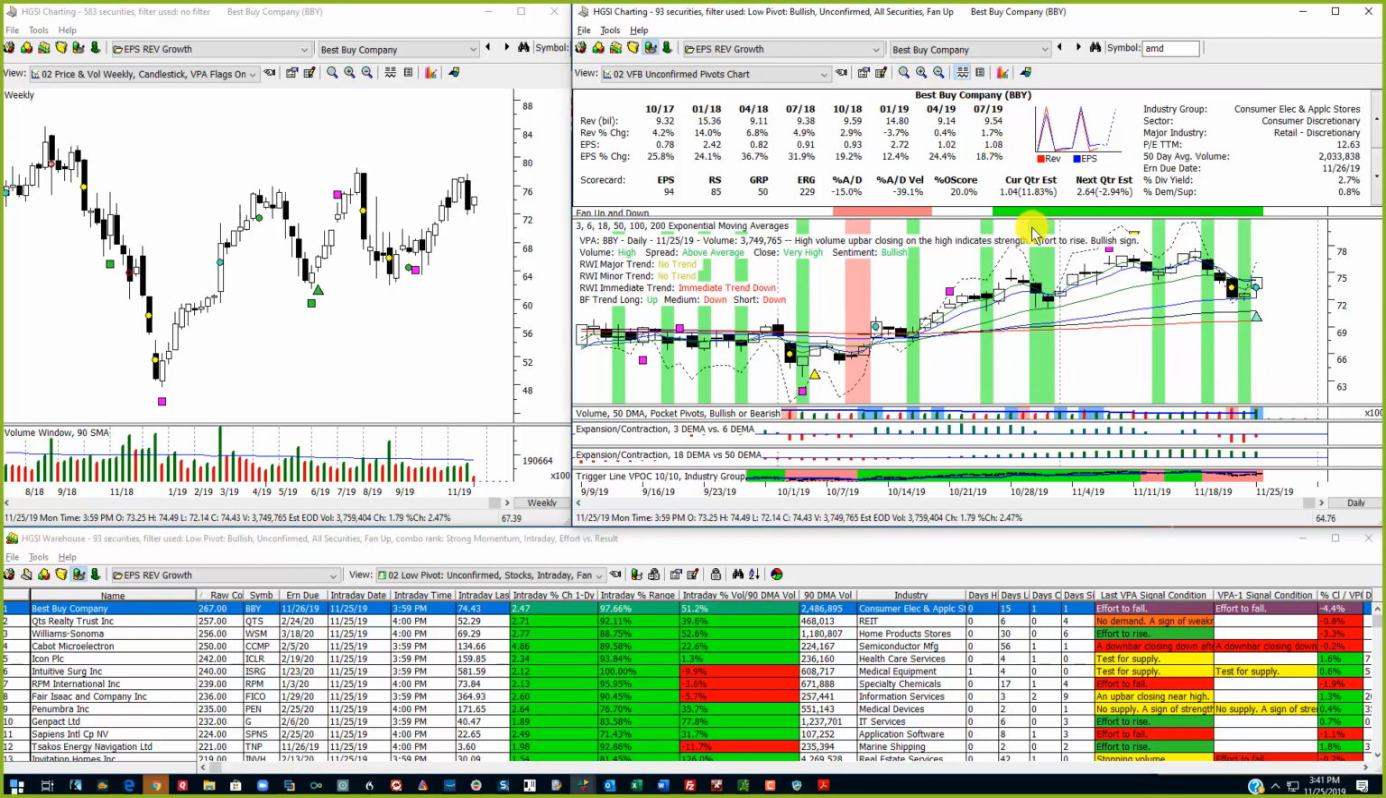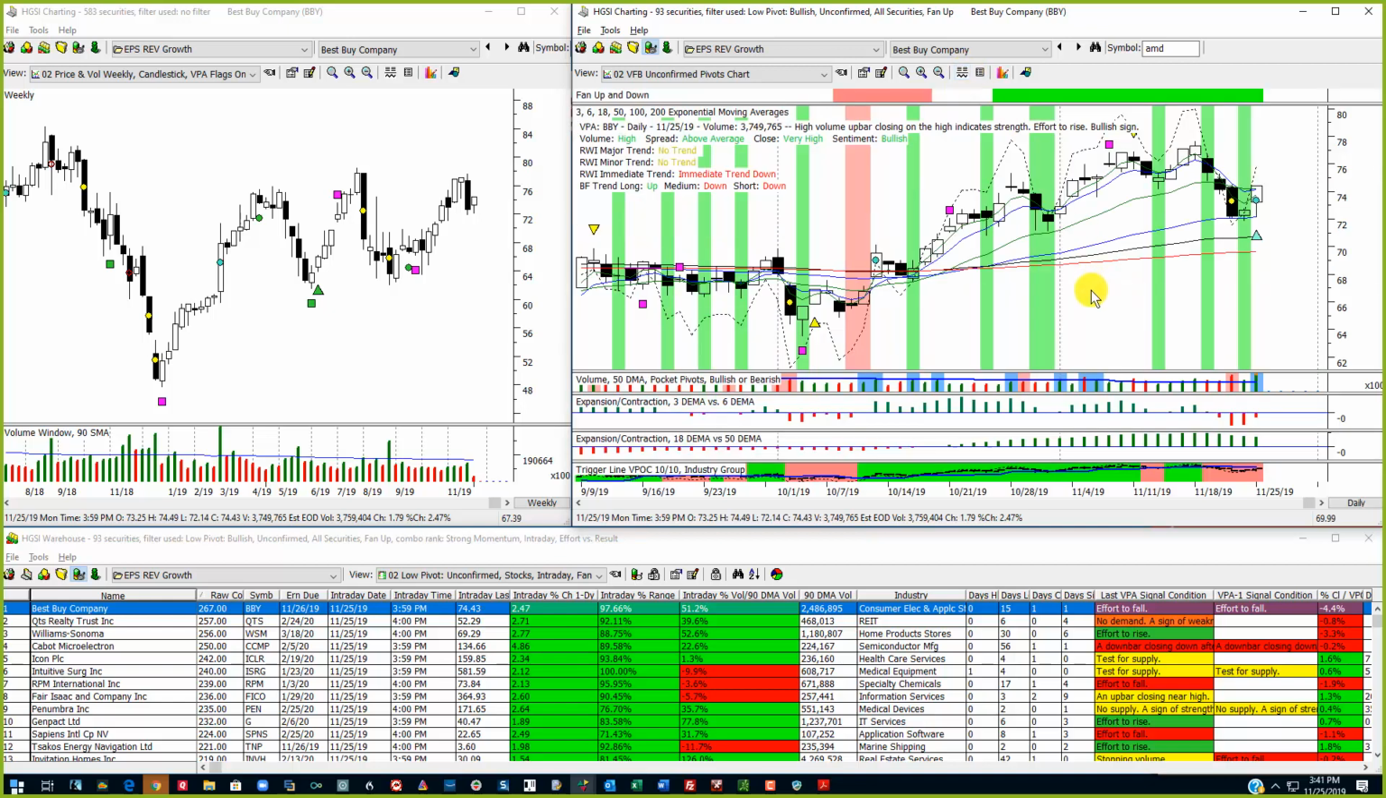Why did it pass the screen? Because look at the earnings growth. The past 2 quarters were positive, as is the revenue growth. And the estimate for the current quarter is 11.83%. So it meets all of the criteria of the filter. And Best Buy is moving up now, okay?